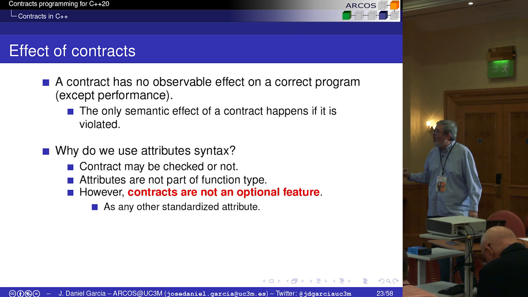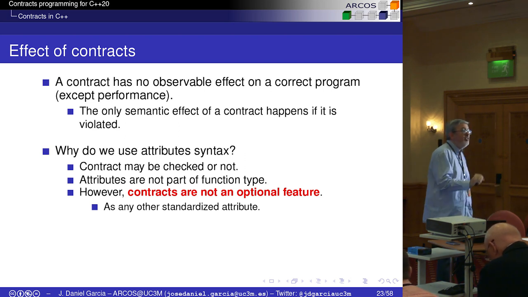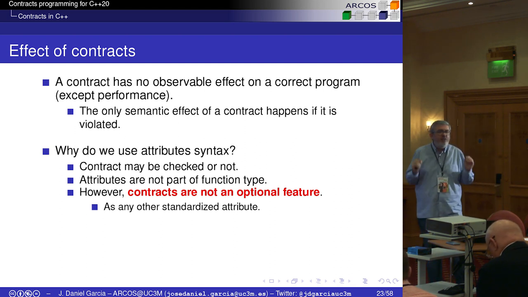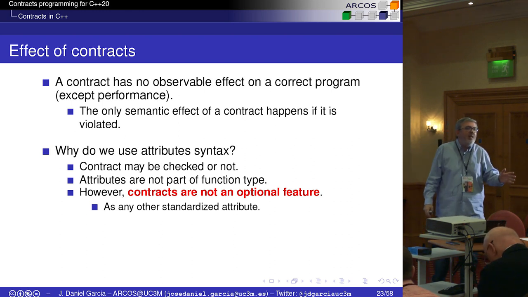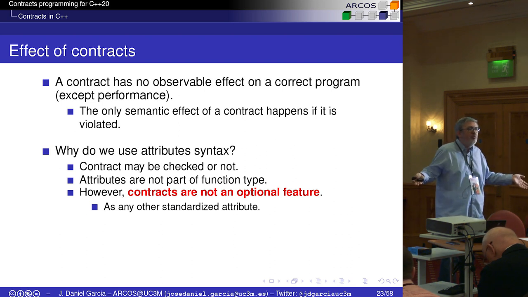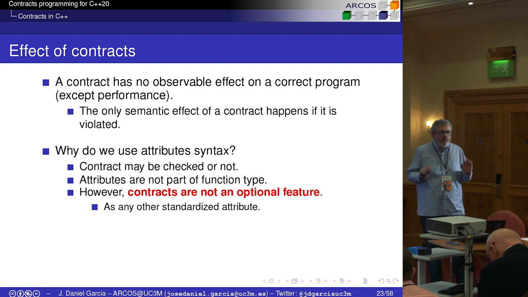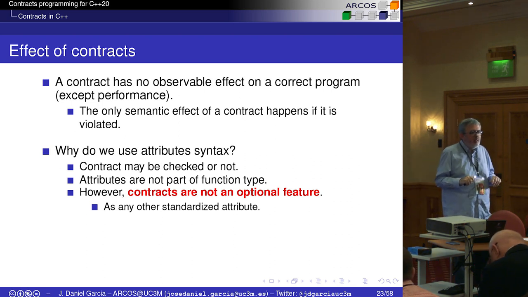contracts are not an optional feature. If we get contracts standardized, they are a mandatory feature as any other standardized attribute. You have the noreturn attribute, and it's not optional to implement it. It's part of the standard. So I wanted to make clear this point.